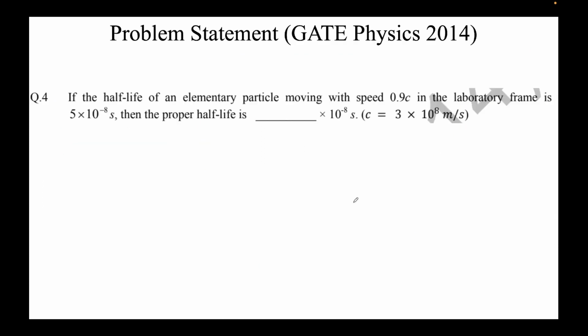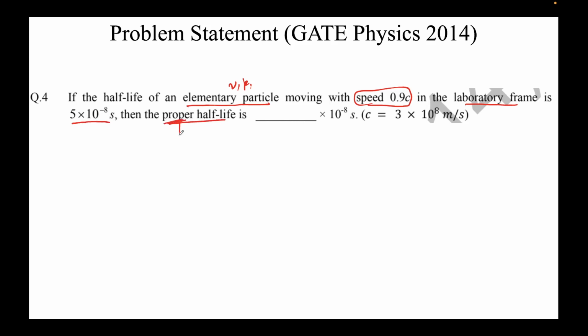Okay. Right. So what we'll do now, we'll solve this problem. This is a GATE 2014 problem, and it's given that the half-life of an elementary particle, which may be a neutrino or a proton or any other particle, there are so many particles, right? It is moving with speed 0.9 c in the laboratory frame. So with respect to the laboratory frame, this particle is moving at 0.9 c, and the half-life is given as 5 into 10 to the power minus 8 second. We need to find the proper half-life.